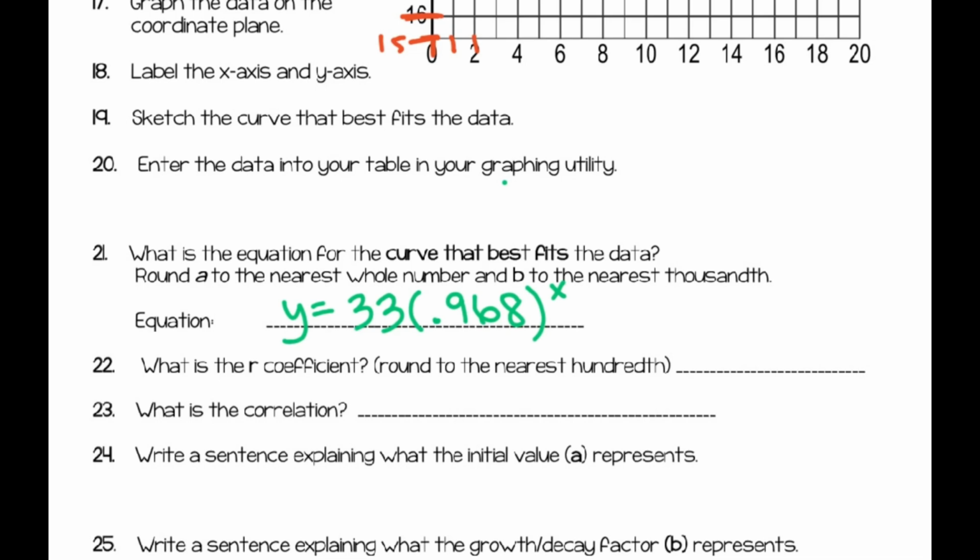The correlation coefficient, notice that it's negative. Something that people miss sometimes is they don't see that it's negative because they see the equal sign and then they just kind of skip past the negative. So make sure you notice it's negative. If it's decay, it would have to be negative. And then to the nearest hundredth is 0.94. Okay, the correlation, it's strong, but it is negative. Just because it's negative, it's still fitting very well.